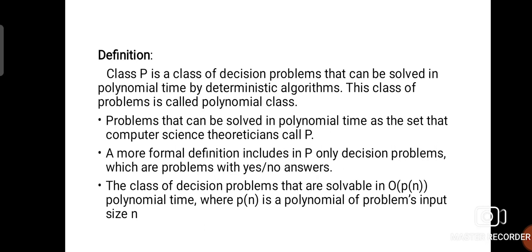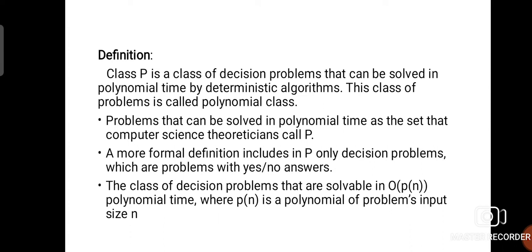Now, class P problems. Class P is a class of decision problems that can be solved in polynomial time by deterministic algorithms. This class of problems is called the polynomial class. These problems that can be solved in polynomial time form a set that computer science theoreticians call P.